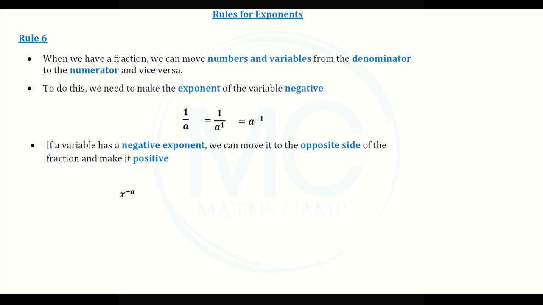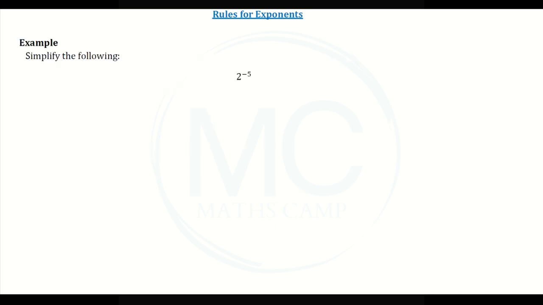If we have x to the power of negative a, we can move x to the denominator of the fraction, and we get 1 over x to the power of positive a. If we have 1 over x to the power of negative b, we can move x to the numerator of the fraction, and we get x to the power of positive b. Let's look at some examples.